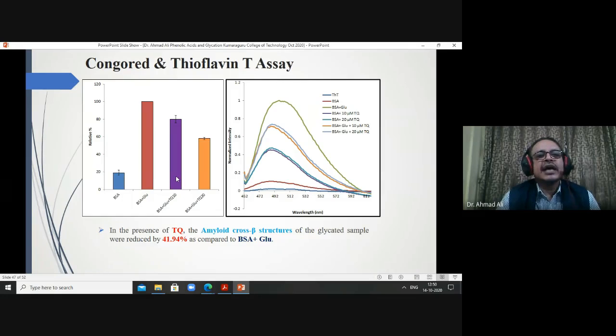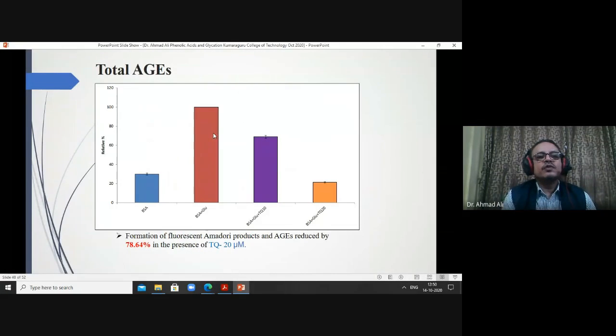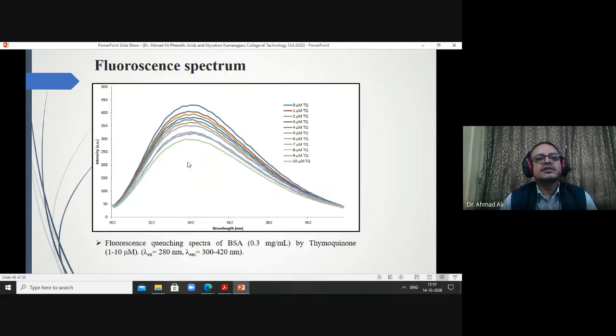thymoquinone. We did aggregation studies, and with the help of Congo red and thioflavin T assays we could show that there is a significant inhibition of the aggregation of the proteins in the presence of thymoquinone. We did another spectrofluorimetric assay where we measured the total amount of glycation products, known as total AGEs. This shows that thymoquinone at a higher concentration, 20 micromolar, was quite efficient in preventing the accumulation of advanced glycation products. So this again shows that there is an interaction between thymoquinone and BSA, and this can be selected as a drug molecule.